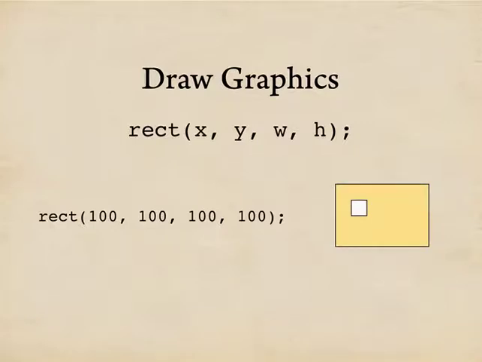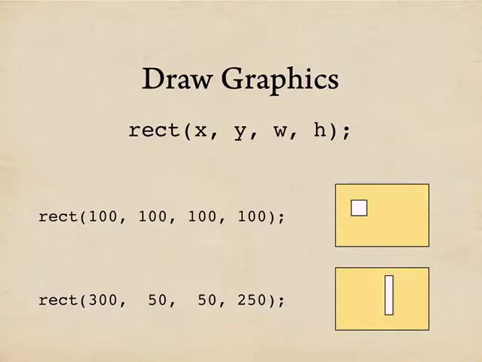By default, when you draw a rectangle and you haven't set anything else up, it draws a white rectangle with a black box around it. And of course, we can change that. Let me show you another rectangle. This one is 300 units to the right of the left edge. Now it's only 50 units down from the top, 50 units wide, and 250 units high. So it's a tall, skinny rectangle.